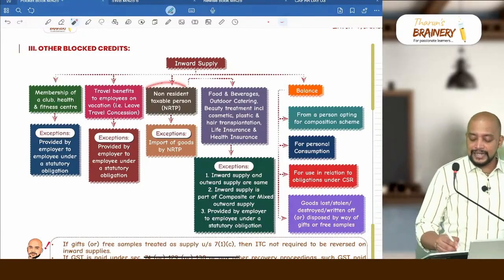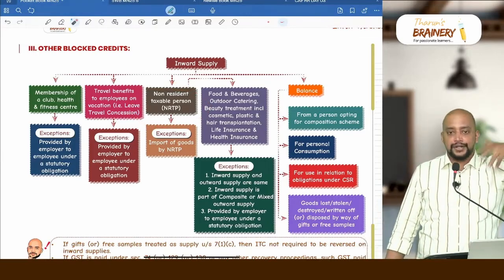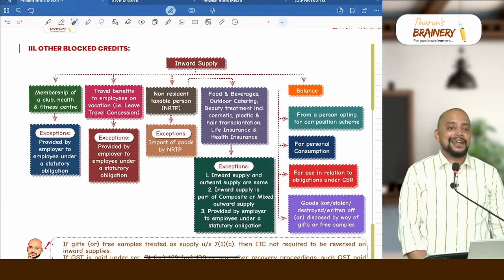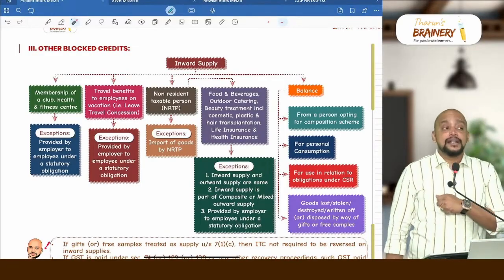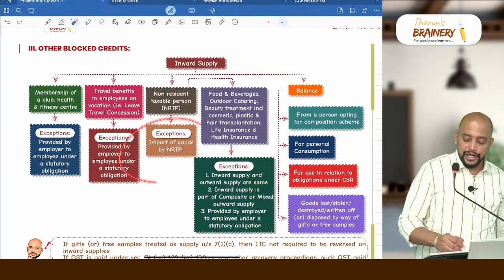Then non-resident taxable person, who is NRTP, a person who is coming from outside India to India in order to provide services or supply goods in India, is known as NRTP, and they are required to get a registration, but they cannot take ITC on any inward supplies. Only on one inward supply they can take ITC, that is on import of goods.